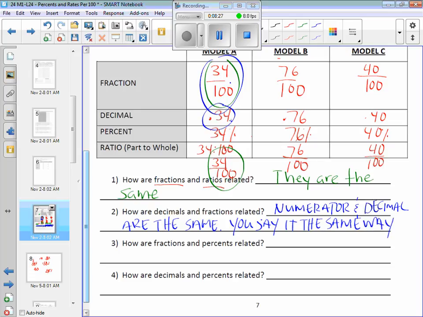All right, what about fractions and percents? So fraction again, this is our percent, kind of the same thing, decimal again. Fine. Fraction. They all go out of 100. True. What else? Andrew?